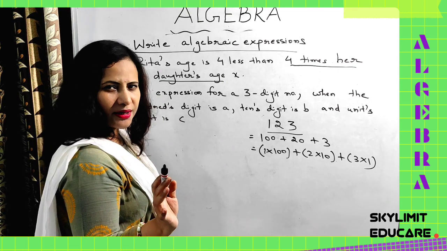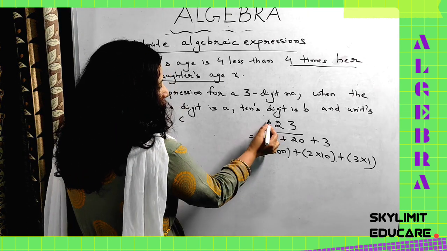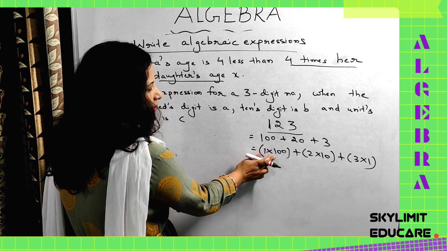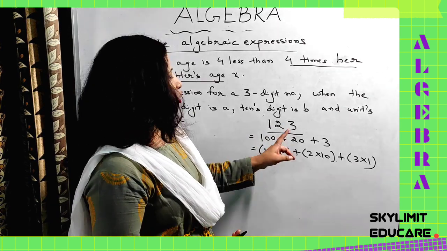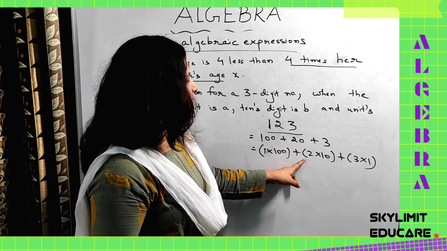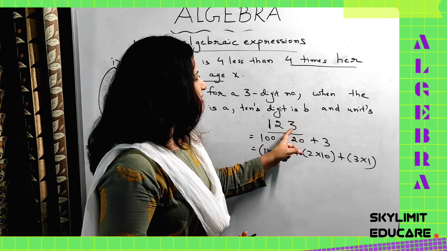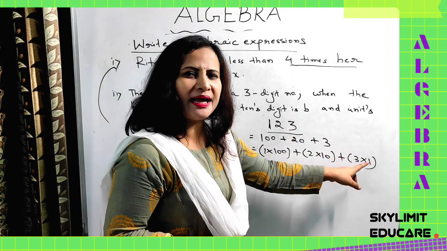123 is a 3-digit number. 1 is in the hundreds place, so you are multiplying 1 with 100. 2 is in the tens place, so you are multiplying 2 by 10, and 3 is in the ones place, or units place, which you are multiplying by 1.